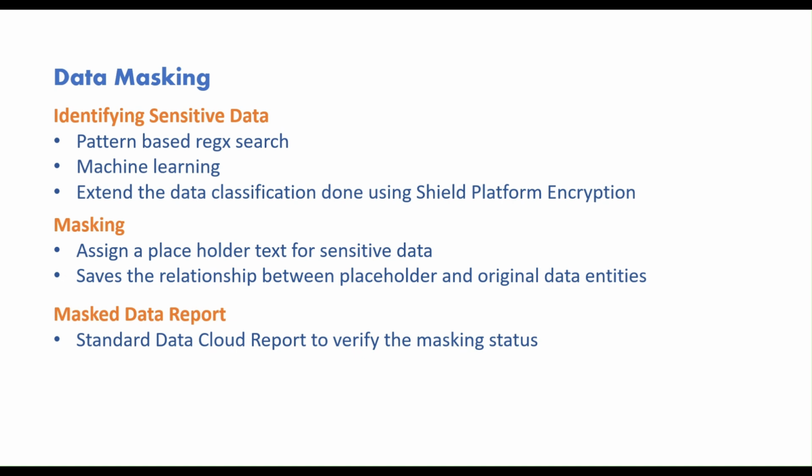Once identified, the data is then masked with a placeholder text to prevent the data from being exposed to external models. Einstein Trust Layer temporarily stores the relationship between the original entities and their respective placeholders. This relationship is used later to demask the data in the generated response. You can generate a standard Data Cloud report to verify the masking status of sensitive fields.